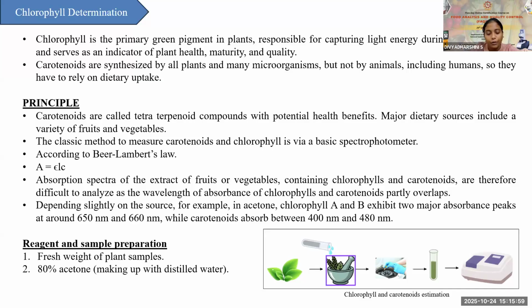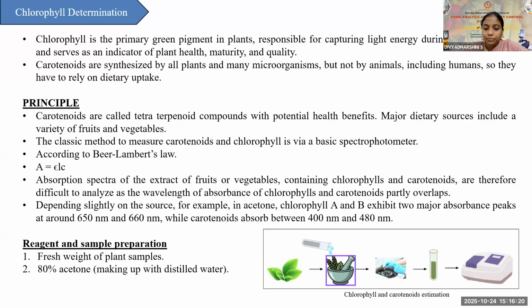We will take a fresh weight of the plant samples. Either we can go with the dry sample weight also, but it won't be suitable for our chlorophyll estimations. So 80% acetone we can prepare. 80% acetone means, for example, if it is volume by volume, we can use distilled water to make up that 100 ml.